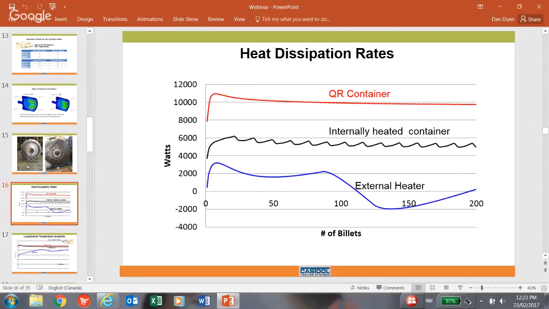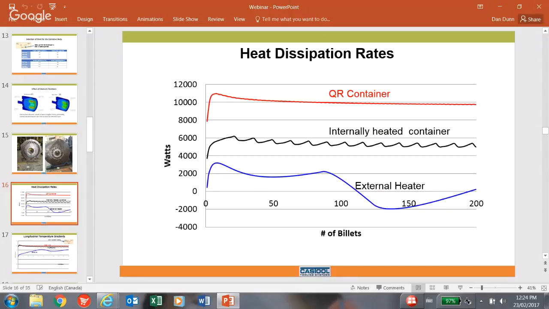The middle black line is data captured on an internally heated container. Although much flatter, the internally heated container still has spikes up and down as the lag difference due to the distance between the heating elements and the thermocouples hinders this performance and reaction time. The red line is the data that is captured on a QR container. You can also observe it is much flatter and consistent.